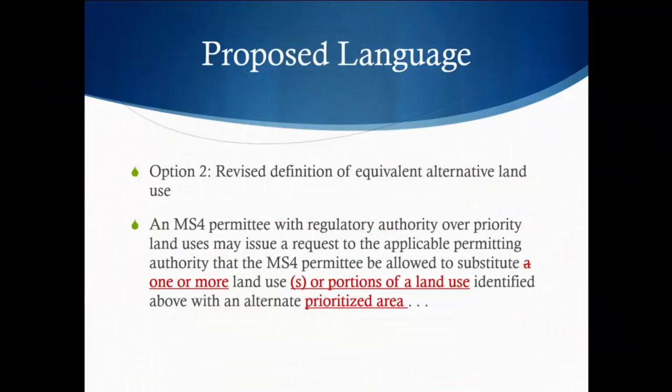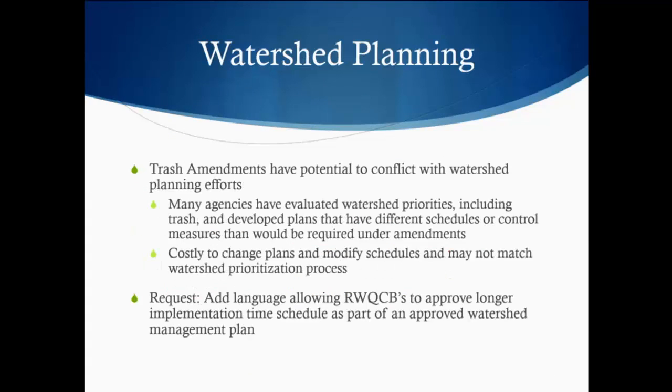So we can skip over this one and this one. The next point is about watershed planning, and the basic point here is that a number of agencies are now doing watershed planning efforts and incorporating trash into the prioritization. I'm going to keep going. And so the request basically is to add language allowing the water boards to approve an implementation schedule that is consistent with the watershed plan, but may be inconsistent with the statewide amendment.